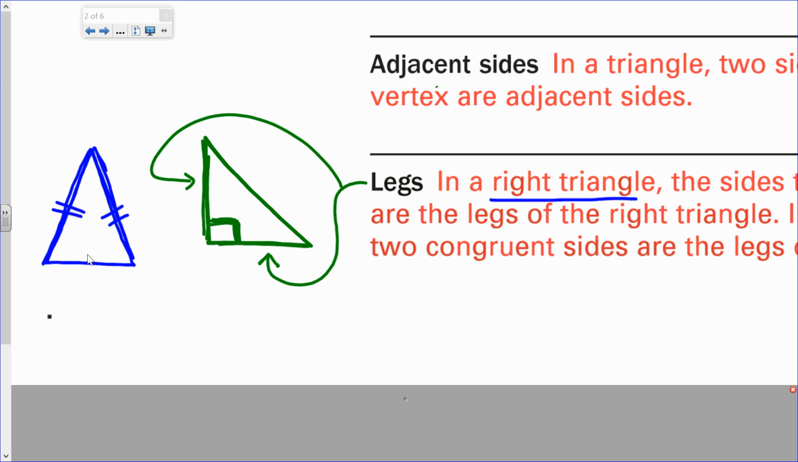So the legs of an isosceles triangle are the two sides that are congruent, this side and that side. Okay? That's what legs mean. You have legs of an isosceles versus the legs of a right triangle. You got to know the difference between both.